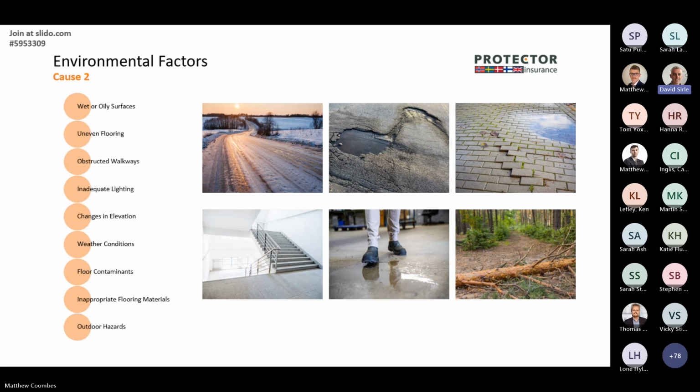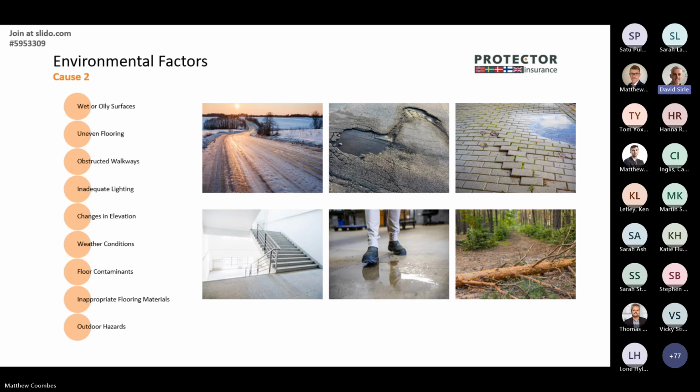Obstructed walkways then, think about your trailing cables in your office spaces, items obstructing your walkways, ladders or boxes on the top, bottom, or even on the stairways themselves. So having a proper cable management system in place is important. Having dedicated storage areas for your equipment so you're not cluttering up those walkways. And again, carrying out regular housekeeping inspections.